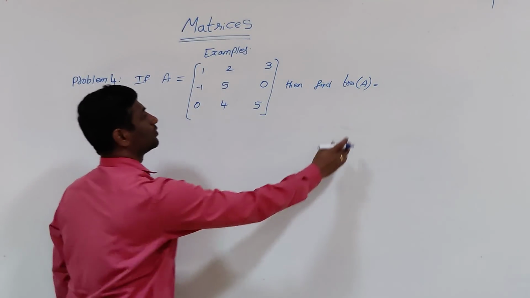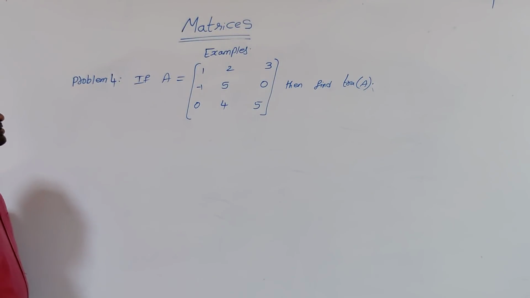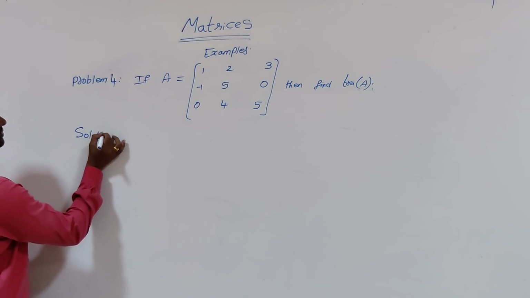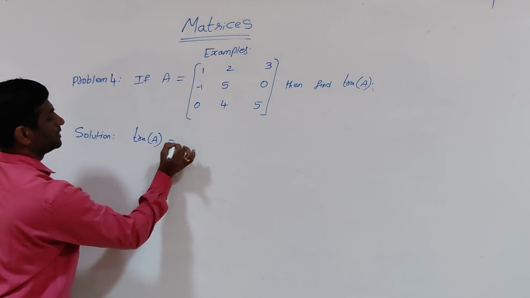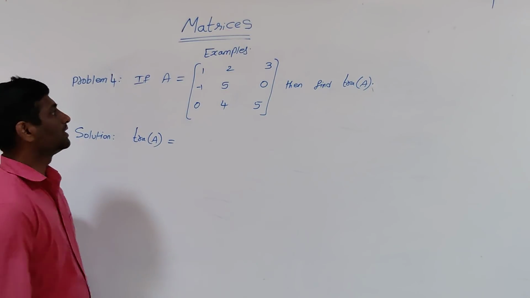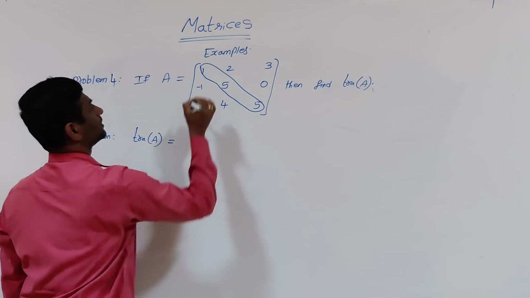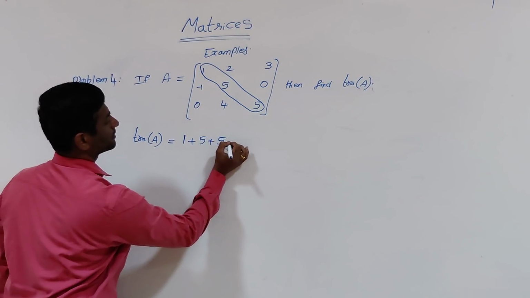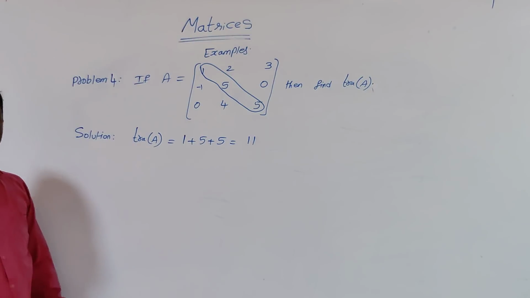Then find what is the trace of the matrix. So trace is defined for square matrices. Now we'll see what is the solution. So trace of A is the sum of the diagonal elements. So these are the diagonals, 1 plus 5 plus 5. That gives 11. So the trace of the matrix is 11.